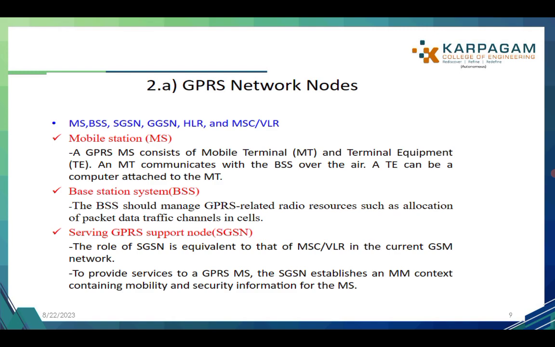The base station system manages the GPRS related radio resources, such as allocation of packet data traffic channels in cells. Serving GPRS support node, SGSN: the role of SGSN is equivalent to that of the MSC/VLR in the current GSM network. To provide the services to the GPRS MS, the SGSN establishes an MM context containing mobility and security information for the MS, that is mobile station.